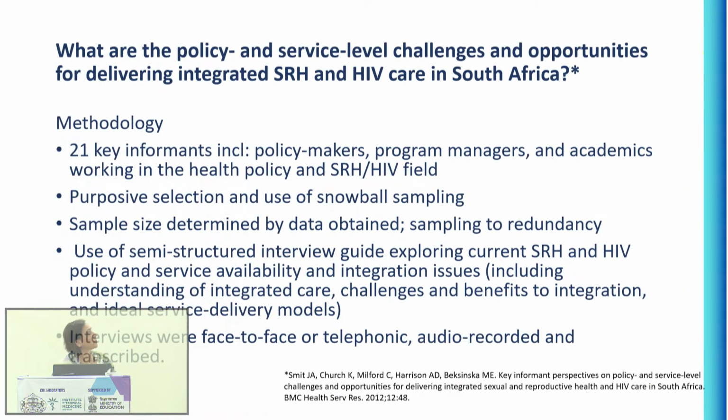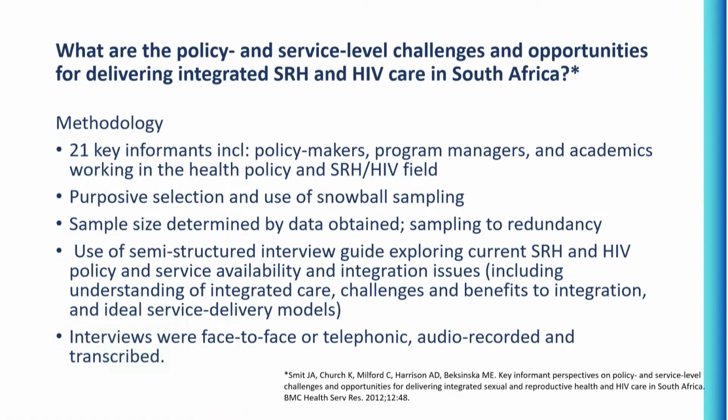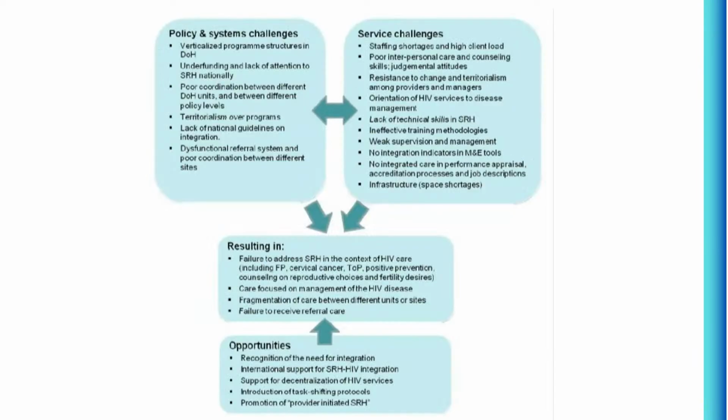So they interviewed 21 key informants. There you can see the types of key informants. They used purposive selection and snowball sampling, which means they asked people about other people they should interview. And they basically sampled to redundancy, which is effectively something like saturation. Semi-structured topic guide. The interviews were face-to-face or telephonic, audio recorded and transcribed.